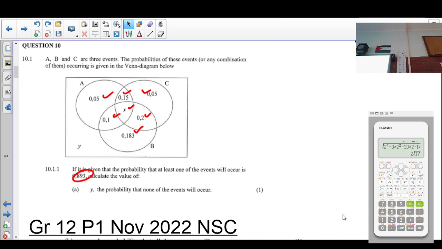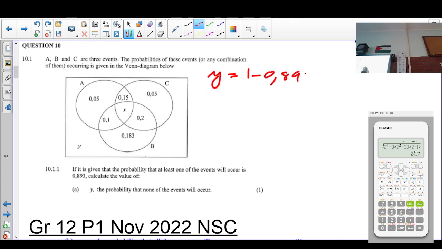Alright. So what happens is, for y to occur, y is equal to 1 minus all of that, which is the complement. So 1 minus 0.893 gives us an answer of 0.107.